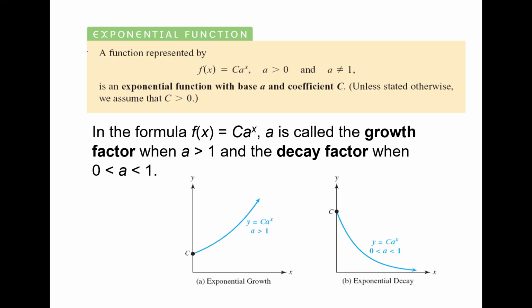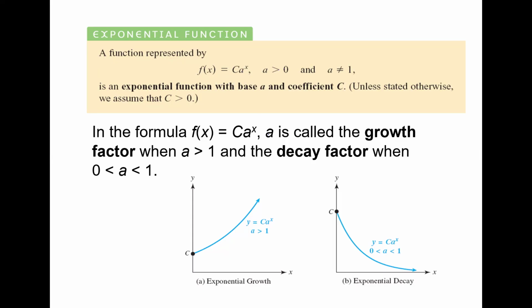Okay. Now, in our formula, we said a is going to be greater than 0. That's going to be called a growth function. Now, if a is between 0 and 1, though, it's going to be a decay function. So it all really depends here. So a greater than 0 is kind of the key, but there are two pieces that could happen.